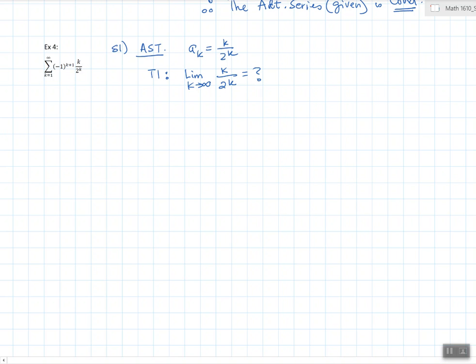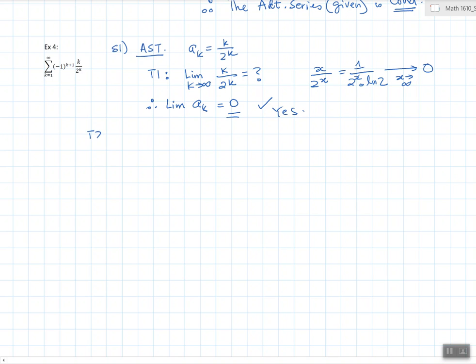What is it? Well, you clearly have infinity over infinity, so we would use L'Hopital's rule. So let's write it as x over 2 raised to the power x. The derivative of x is 1, the derivative of 2 raised to the power x is 2 raised to the power x times ln 2, and as x goes to infinity, this obviously goes to 0. So therefore, the limit of ak is 0. So that is good.